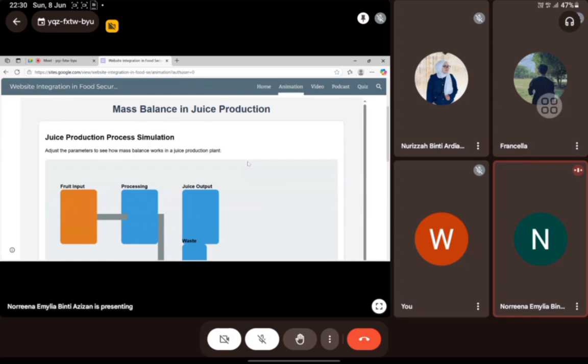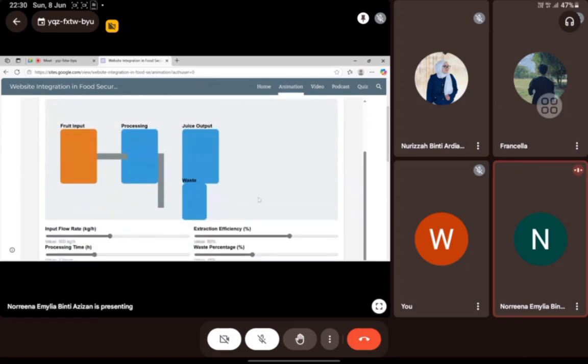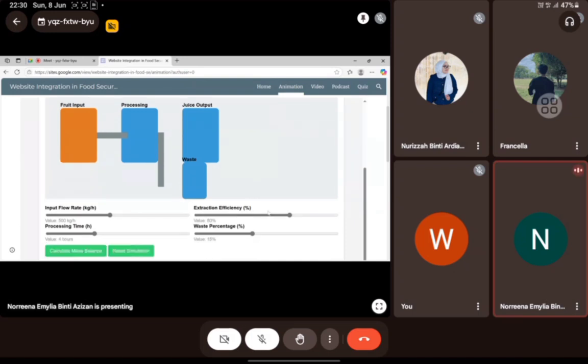The animation, titled Juice Production Process, shows how juice is produced from fruit receiving to filtering, heating, and bottling. It clearly shows how materials change in form and amount during the process, so students can see where and why mass balance is important. This animation helps visual learners understand the flow in a simple way.